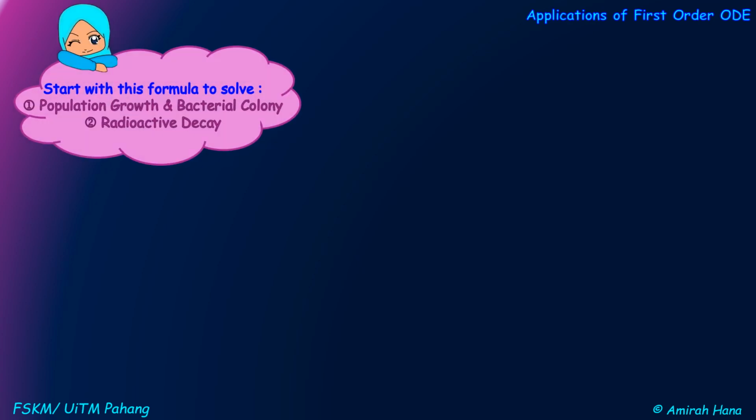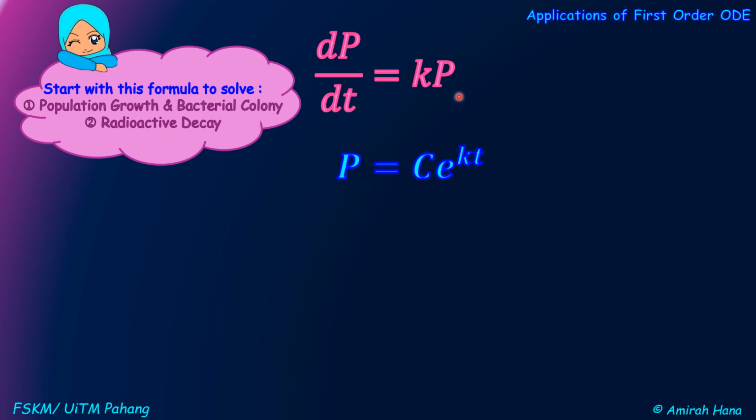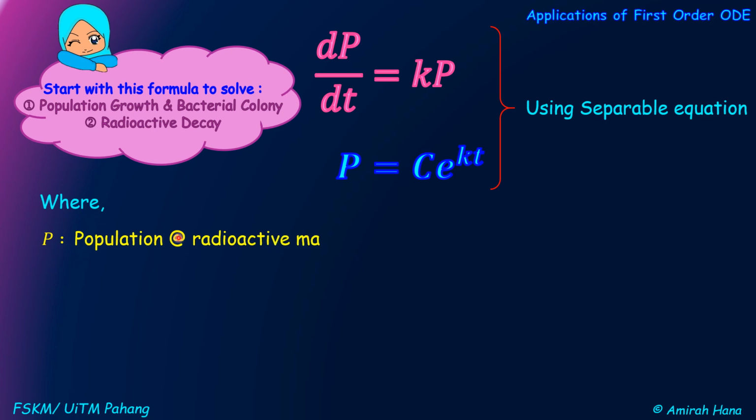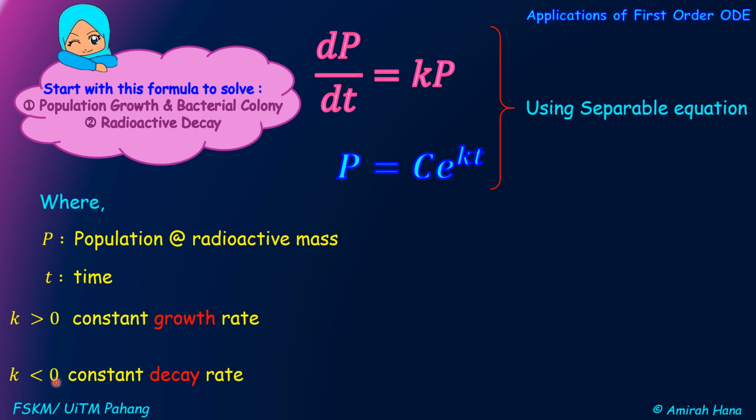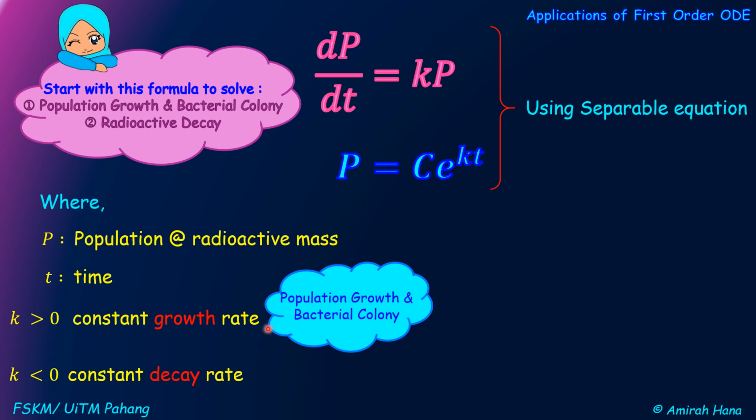We start with this formula to solve population growth and bacterial colony and radioactive decay. From dP/dt = kP, we use separable equation, so we can show P = Ce^(kt), where P is population or radioactive mass, t is time, and if k is greater than 0, it is constant growth rate, and if k is less than 0 or negative, it is constant decay rate. For k greater than 0, it is for population growth and bacterial colony, and for k less than 0, it is for radioactive decay.